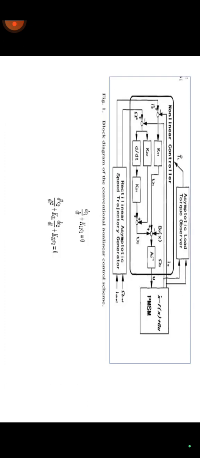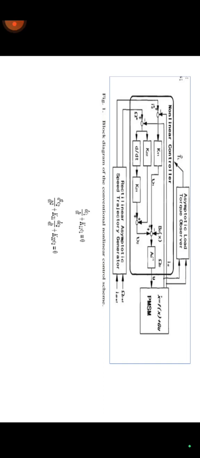Where k11, k21 and k22 in the 12th equation are the gains we derived. Here k11, k21 and k22 are the gains, and id* and ωm* are the tracking commands of the direct axis current and mechanical speed. So here we can see the diagram as an asymptotic load torque observer nonlinear controller. We can see k11, k22 and k21. It is a block diagram of the conventional nonlinear control scheme.